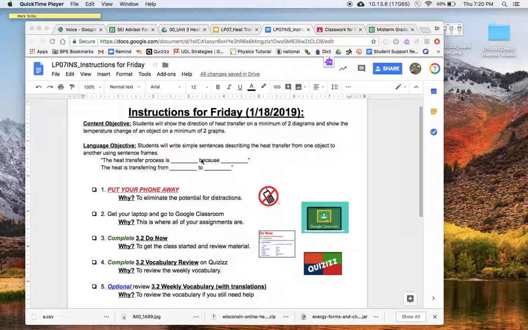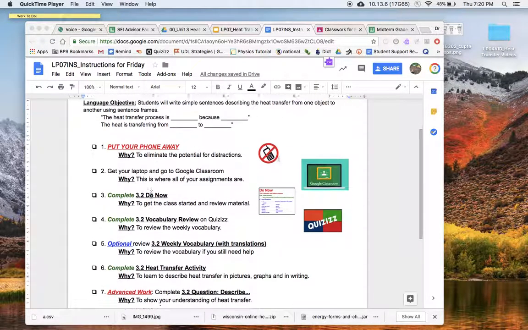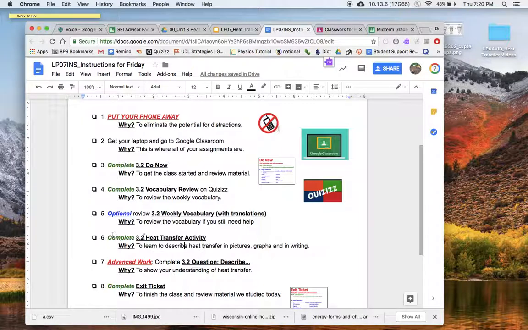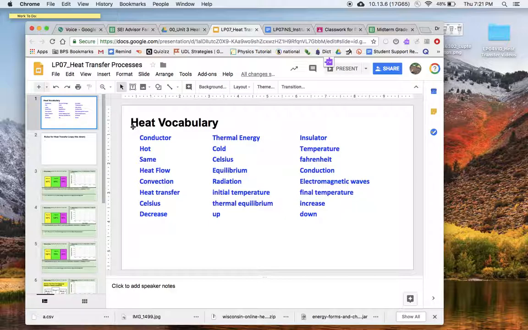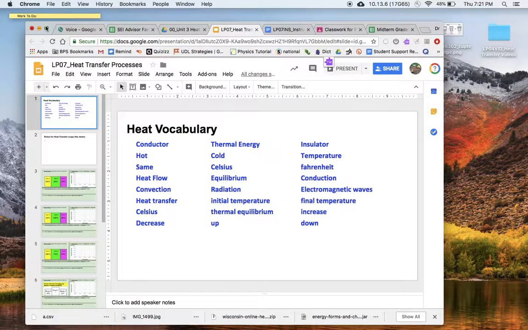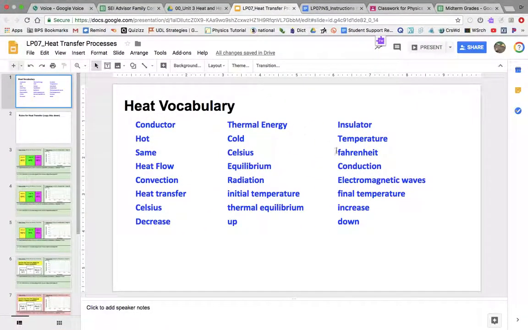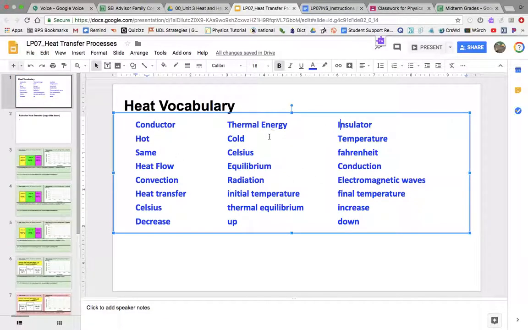So we're going to continue with our work for today. At this part, we're going to complete number 6, which is 3.2 heat transfer activity. And this is it here. Here I have vocabulary that will be useful. We have vocabulary like conductor, insulator, thermal energy, hot, cold.